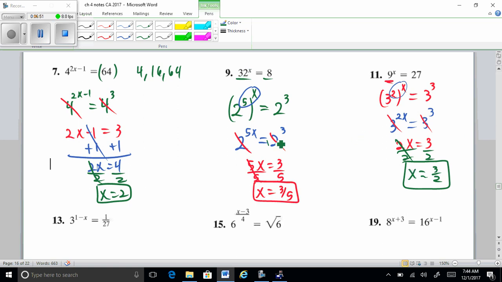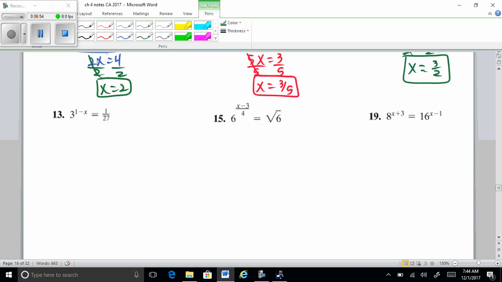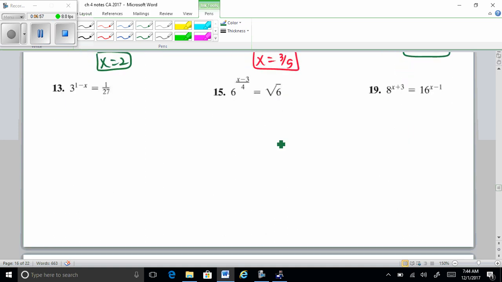If you need a moment, you can pause it, but I'm just going to keep moving forward. Okay, so this one's a little tricky right here. So you know you've got a base of 3 right there. You probably don't want to change that. So we're just going to leave that as 3 raised to 1 minus x. But I need to somehow get this to a 3. So 3 to what power would cause me to become 1 over 27? What power would cause me to become a reciprocal and then to be a 27? Take a minute and think about it.